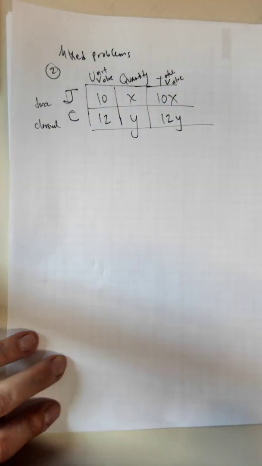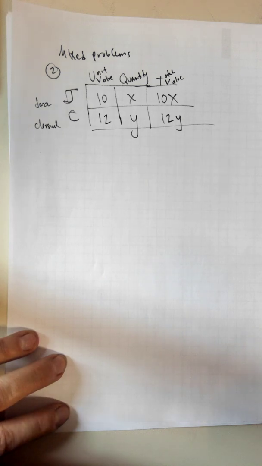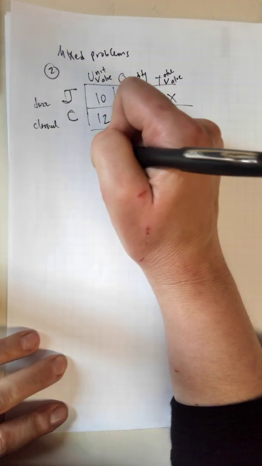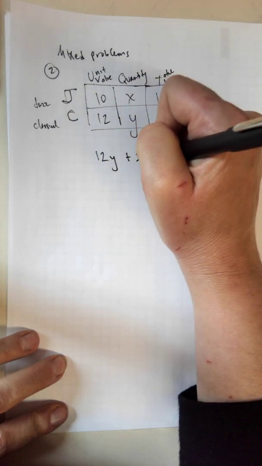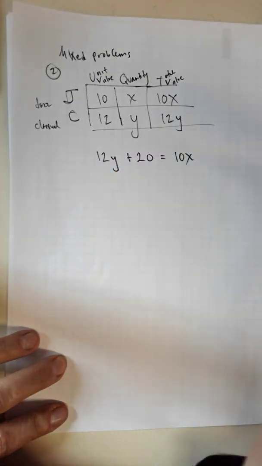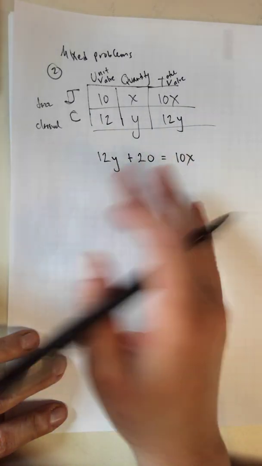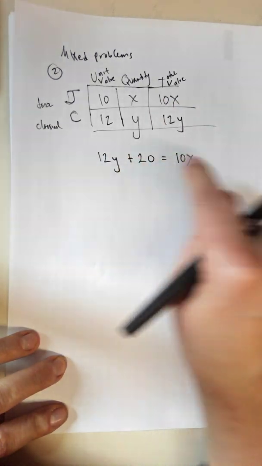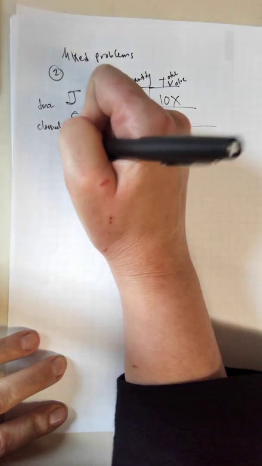So let's think about she spends $20 more on jazz CDs than classical CDs. Well, hold on. She spends more on jazz than classical. So jazz is the bigger one because she spent more on jazz. So classical plus 20 equals jazz. Classical 12Y plus 20 equals the jazz, or 10x equals 12y plus 20. It doesn't matter which one's on the left or the right of the equal sign. So this looks good. That's our number 1 equation.